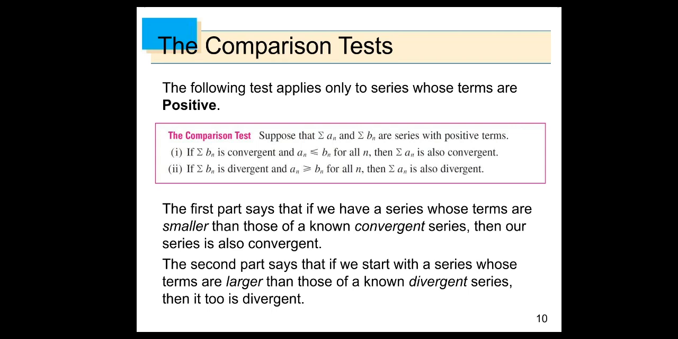So clearly, the first part says that if we have a series whose terms are smaller than those of a convergent series, that is, we have our series a_n and its terms are smaller than those of the convergent series b_n, then our series is convergent, right? The second part says if we start with a series whose terms are larger than those of a divergent series, then it is also divergent, right?